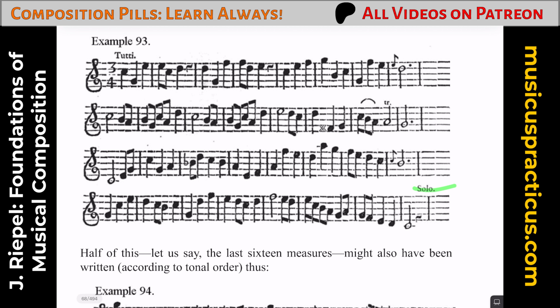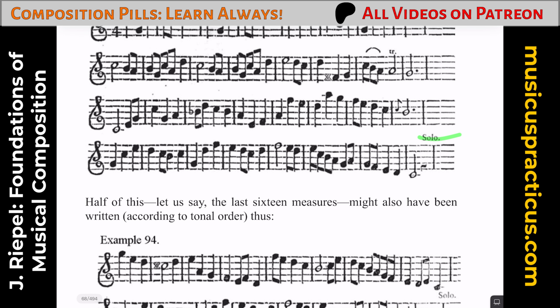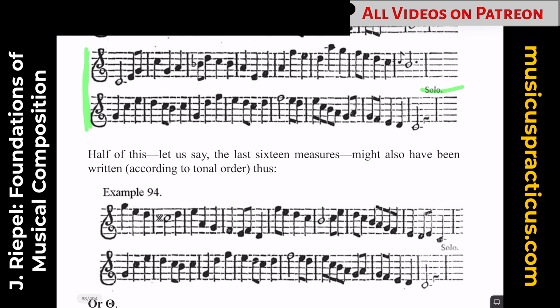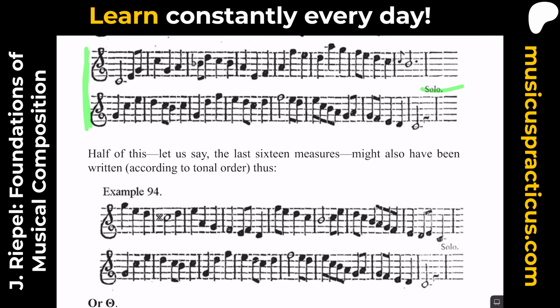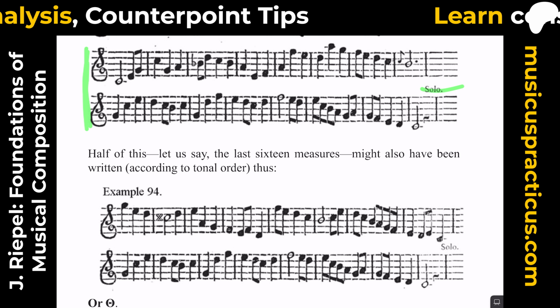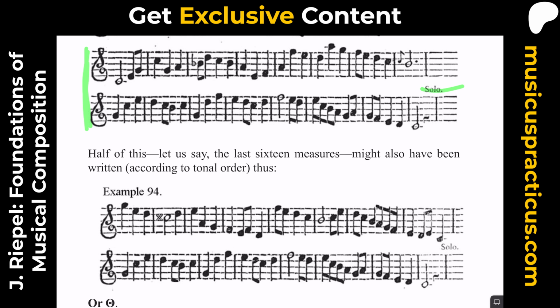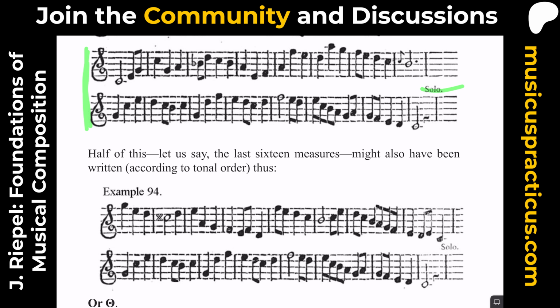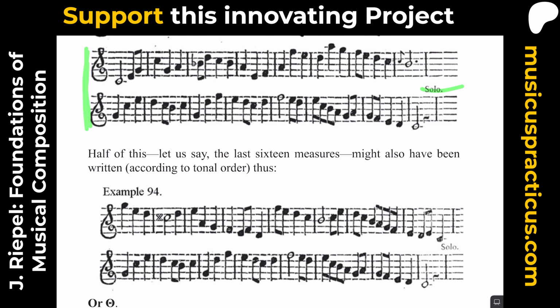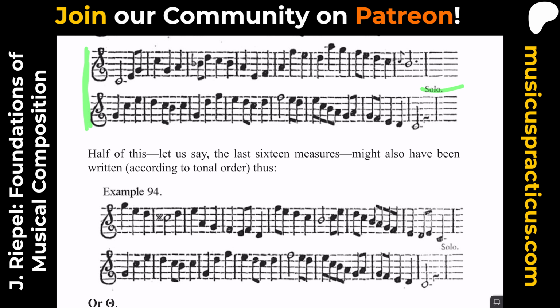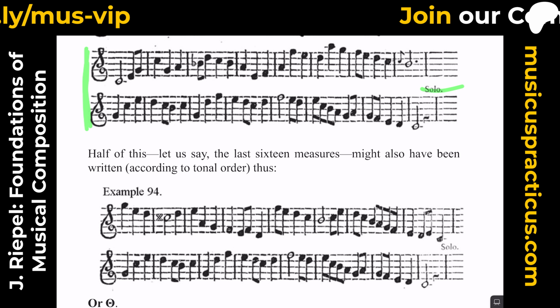Half of these, let us say, the last 16 measures, may also have been written according to the tonal order like that. So it's talking about the last section. Then do, re, la, sol, fa, mi, fa, do, sol, fa, la, sol, fa, sol, fa, la, fa, mi, la, sol, la, mi, sol, fa, mi, re, do.